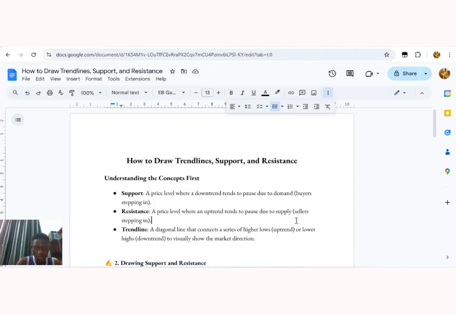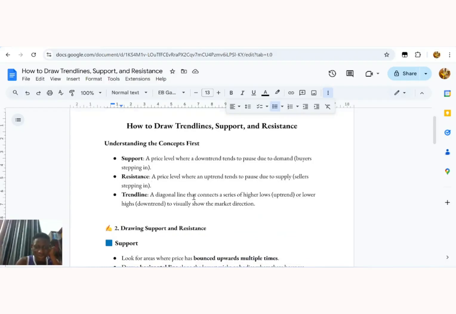Okay, so first of all, we want to understand the concept. Support, like we explained, is a level where a downtrend pauses due to the demand of buyers stepping in. And resistance is a level where an uptrend tends to pause, a resistive level of price from going up due to the supply, that is the selling pressure in the market. So now, what is a trend line?